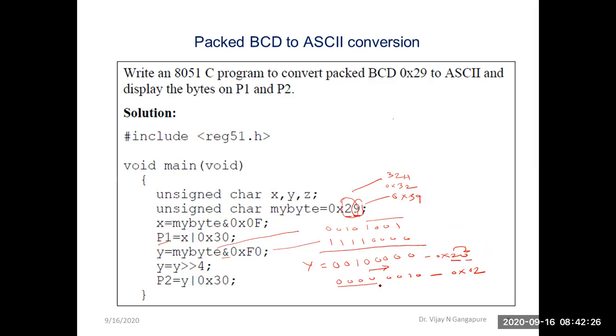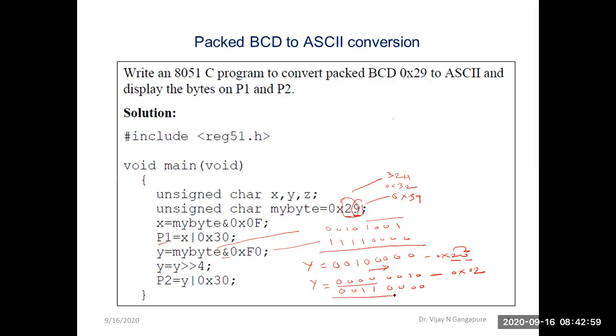Now that value I will have in y, because after shifting right by 4 positions, I am assigning it again to the variable y. So what is in y now? 0x02. So next y is bitwise ORed. This bar means OR. So whatever content is in y is bitwise ORed with 0x30. So what is 0x30? That is 0 0 1 1 and 0 0 0 0.